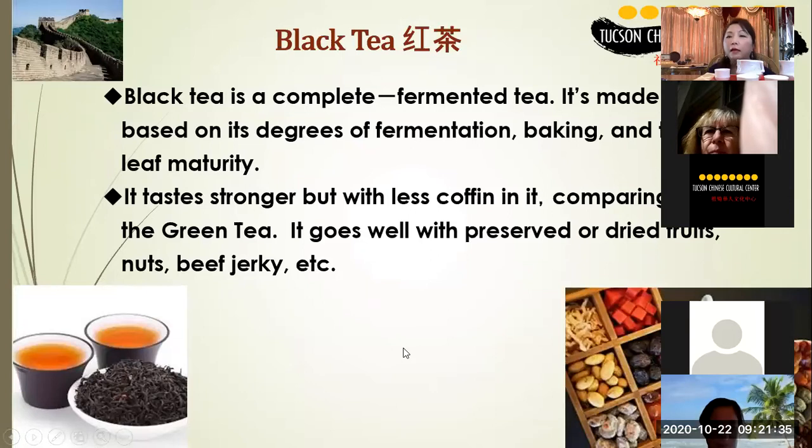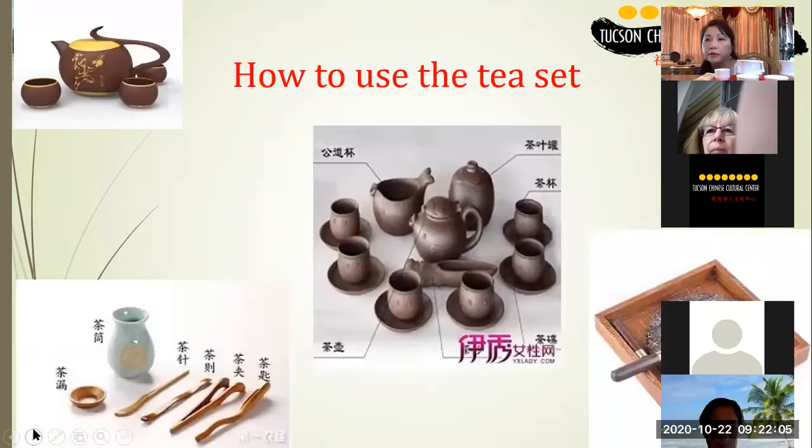There you go. Okay. So as I said earlier, the black tea, because it's fully fermented, has less caffeine. But it tastes strong, and sometimes can be a little bit bitter. But it's better for preserving the tea. And it goes well with dry fruits, beef jerky, nuts, and things like that. Okay, let's move to next.